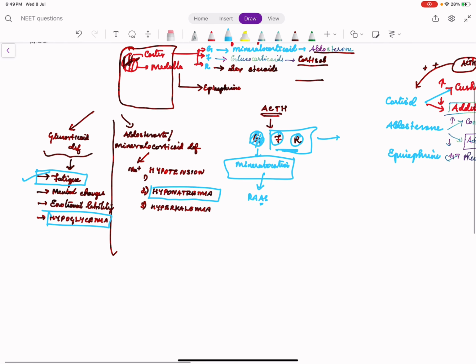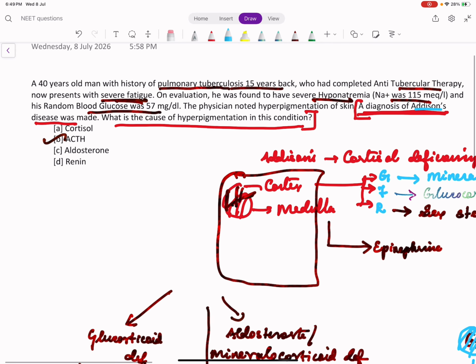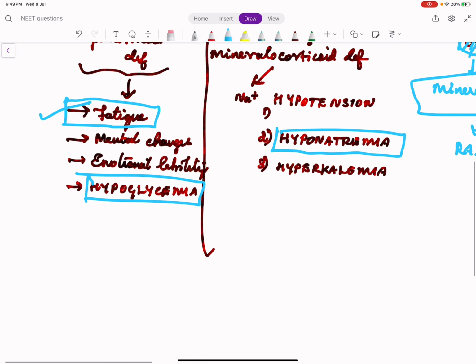Actually, I combined two questions and made it into a single question. There were two questions on Addison's. One was a diagnosis of Addison's and another one was the hormone responsible for hyperpigmentation. Two questions came in NEET 2025 from this one topic alone.